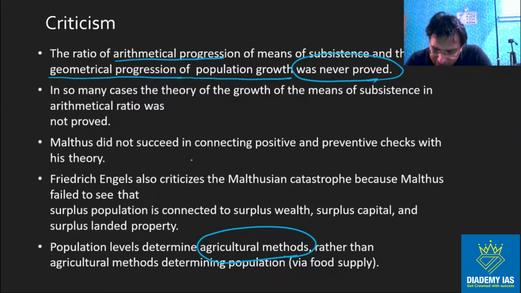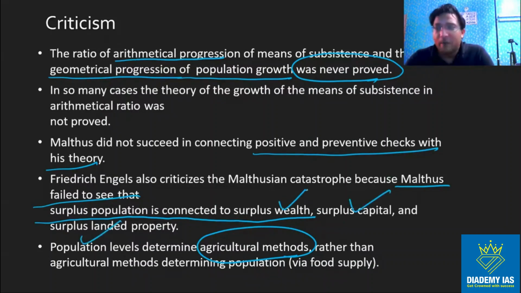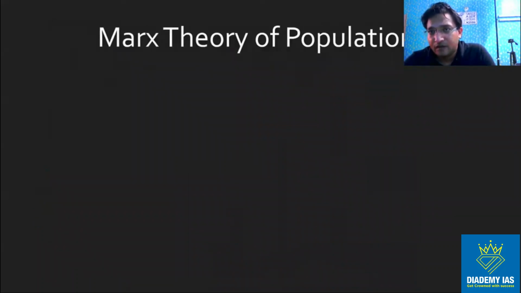Then Malthus did not succeed in connecting positive and preventive checks with the theory. So these are some limitations of the theory. Then some other experts criticized Malthus because he failed to see that surplus population is connected to surplus wealth also. Surplus population means more ability to harness the resources, surplus wealth, surplus capital, and surplus landed property. So those things were criticized for Malthus.